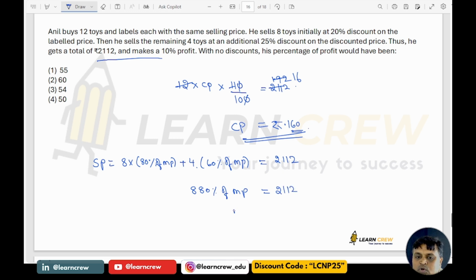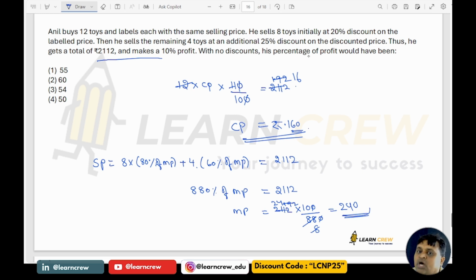From this, you get market price as 2112 into 100 by 880. So the zeros cancel. Now it is how many times? 11 eights are 88, and 11 into 192 times, and 8 into 24 times. 24 into 10 is 240. So cost price is 160, market price is 240.